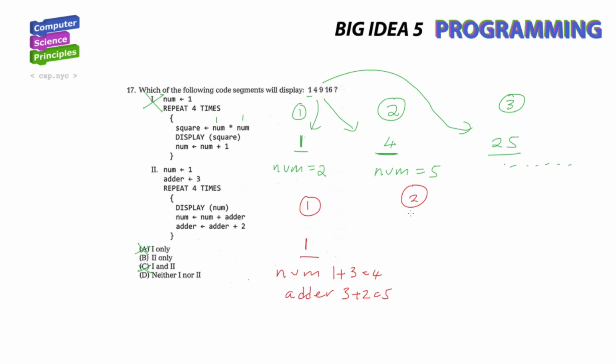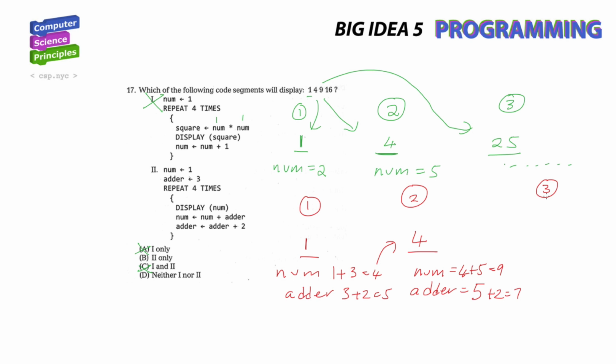So now the second time that this thing runs, it's going to display num, which is 4, which basically is from here. It's going to display 4, and then num becomes num plus adder, which is the 4 plus the 5. 4 plus 5, which is 9. And adder becomes whatever the adder was, which was 5 plus 2, which is 7.